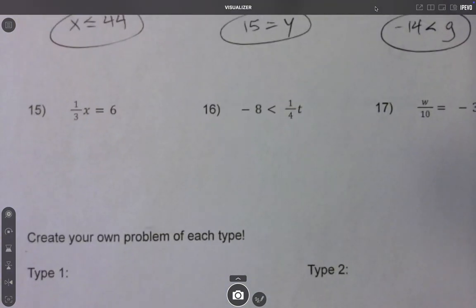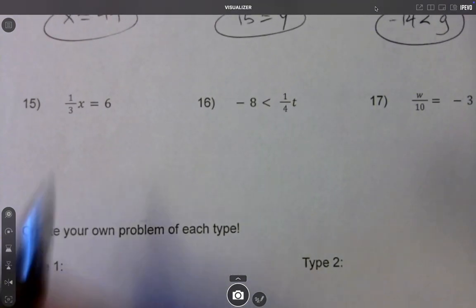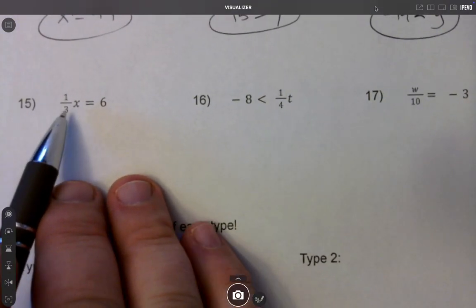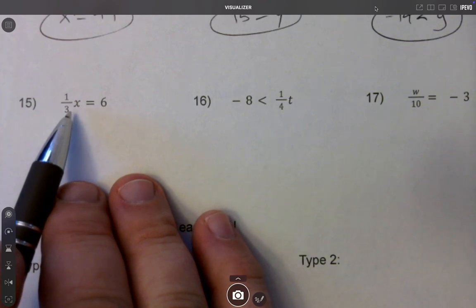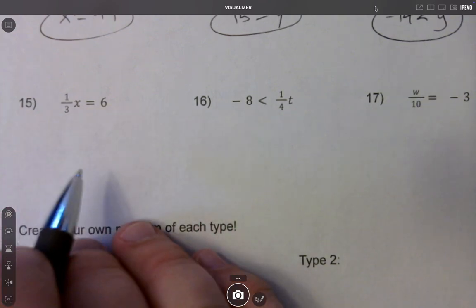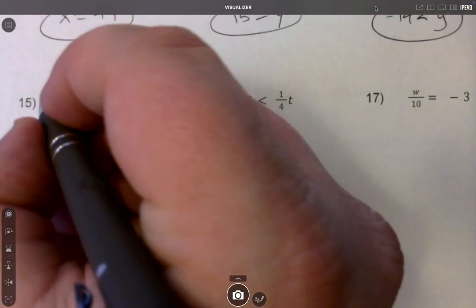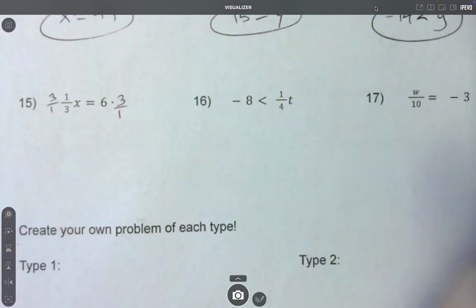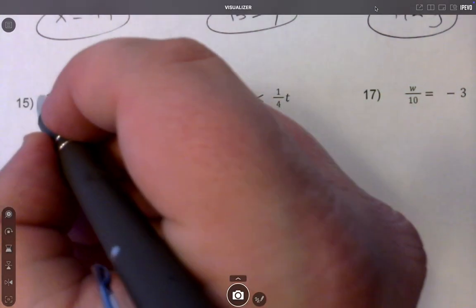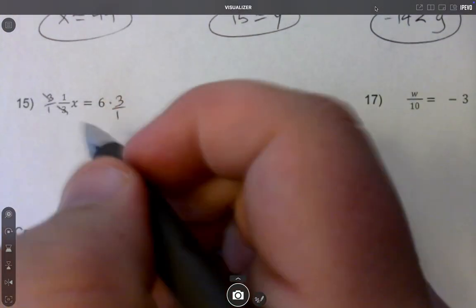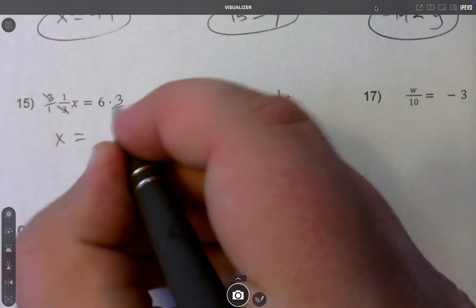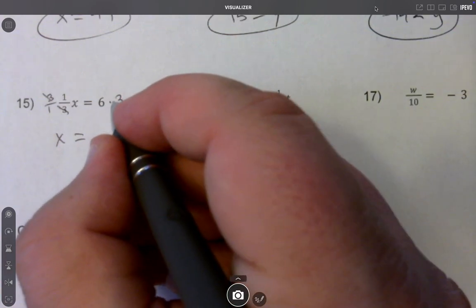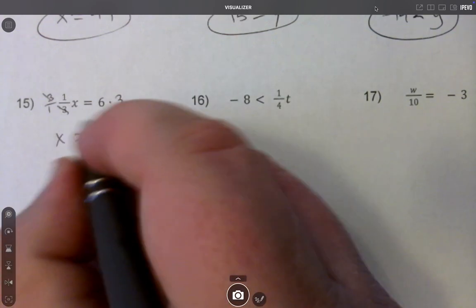Okay, so here's where I was talking about the reciprocal. So when it's being multiplied by a fraction, what you do is you multiply both sides by the reciprocal. So I just flip this upside down, multiply both sides by 3. Because then the 3's cancel. Just have a 1 now, 1x. And 6 times 3 is 18. 18 divided by 1 is still 18.